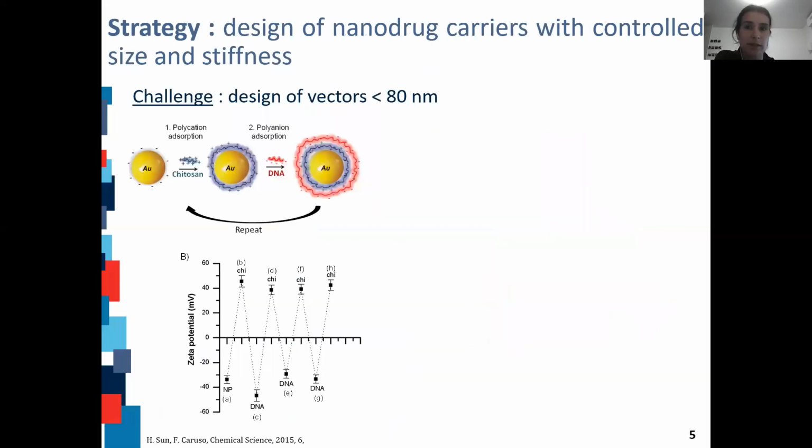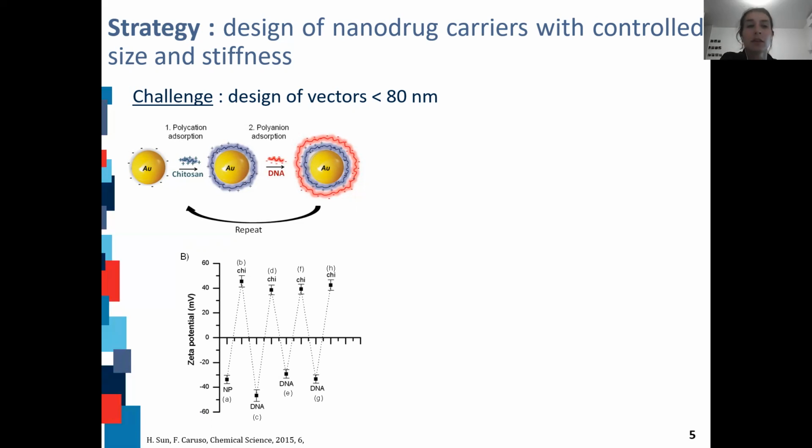So the strategy we decided to choose to elaborate the nanovector is based on the use of templates. This template is monodisperse, with a well-controlled size and polydispersity. Here, for example, during this project, we use gold nanoparticles. These are commercial ones, gold nanoparticles of 60 nanometers.